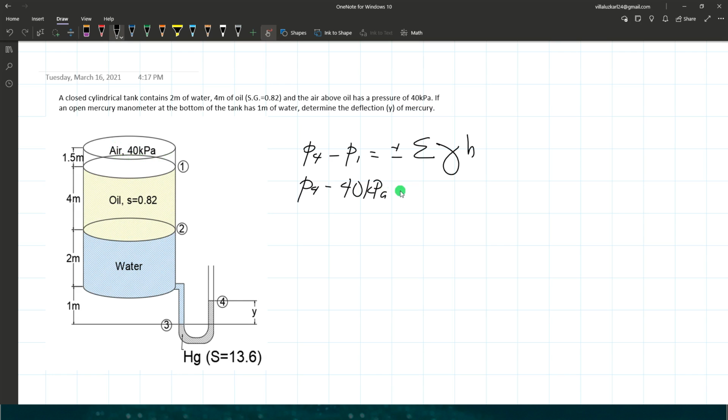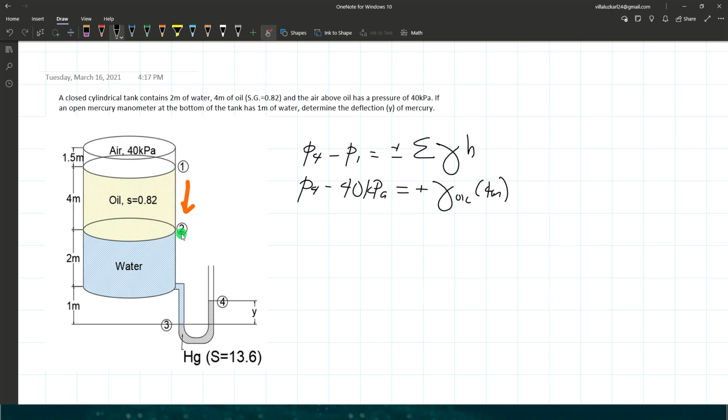Next, it is equal to the first fluid, which is the oil. So from point 1 to point 2. The direction from point 1 to point 4 is from here going to point 4. So from point 1 to point 2, that is downward. Downward, therefore we have a positive sign for the product of the unit weight of oil and the h, which is 4 meters, the height of oil. Okay, from point 1 to point 2.